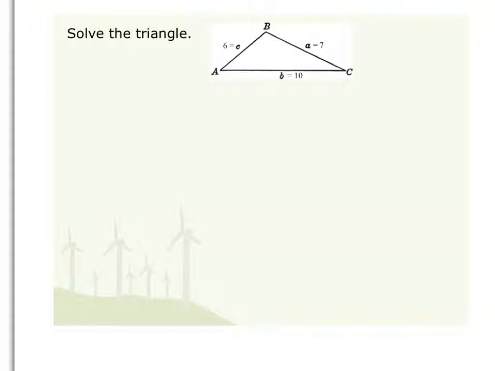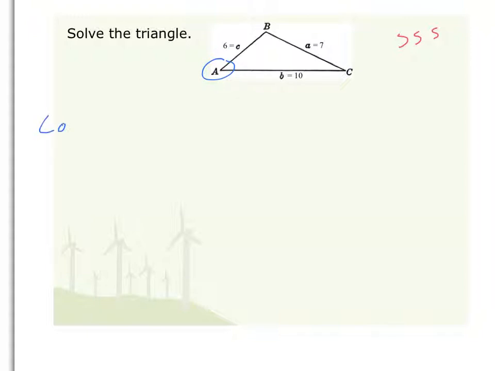All right, let's solve. It says to solve the triangle. Here we have a side, side, side case, so the only thing that's missing are angles. Obviously, what we're going for here is to get a little bit of practice with the law of cosines to find angles. Now let's do A first.